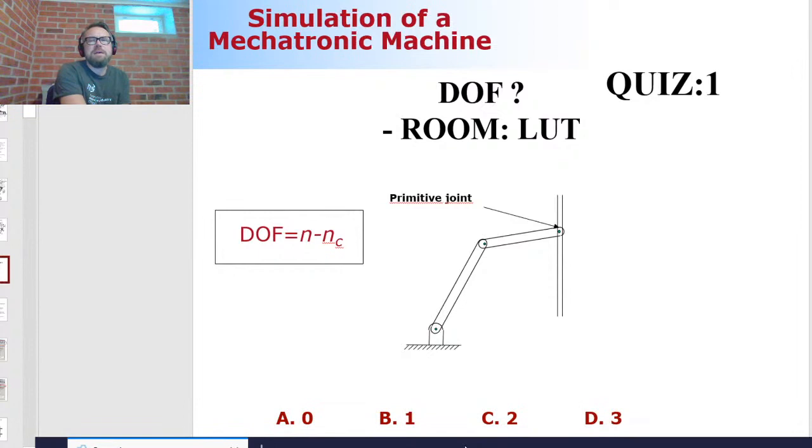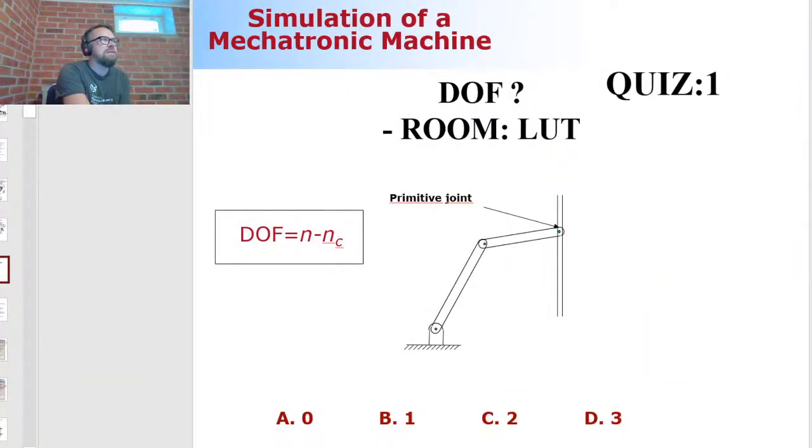I'm asking what is the number of degrees of freedom for this system? And this is a system that consists of a certain number of movable bodies, a certain number of revolute joints, and a certain number of primitive joints. Well, this time it's just the one. I can release you that information. So based on that information, you should be able to compute the number of degrees of freedom.